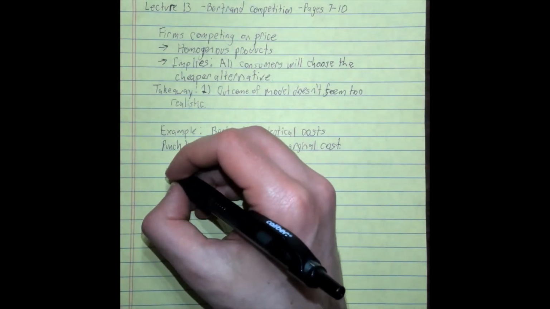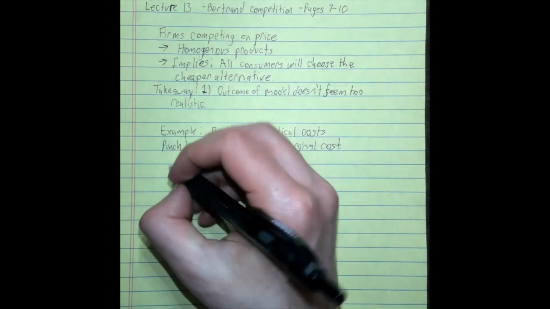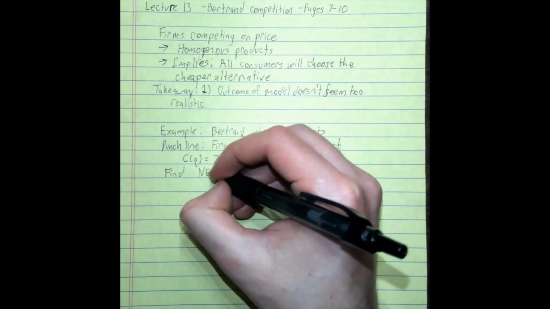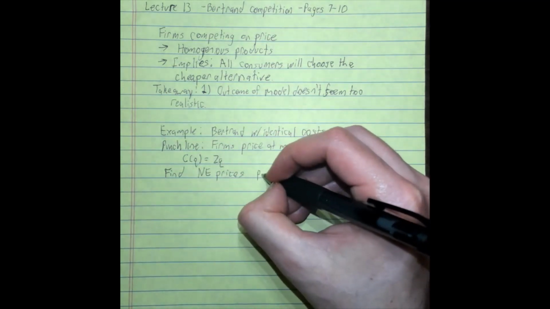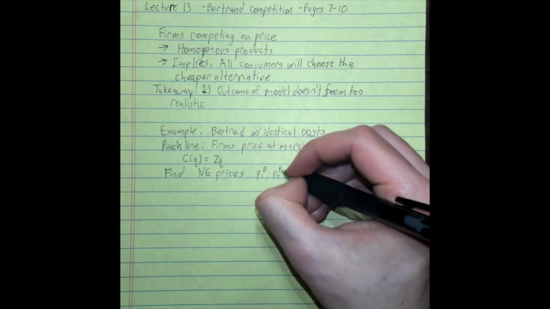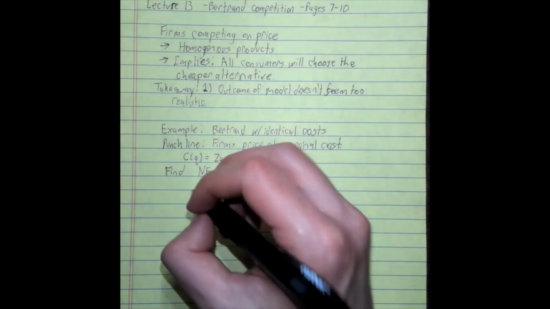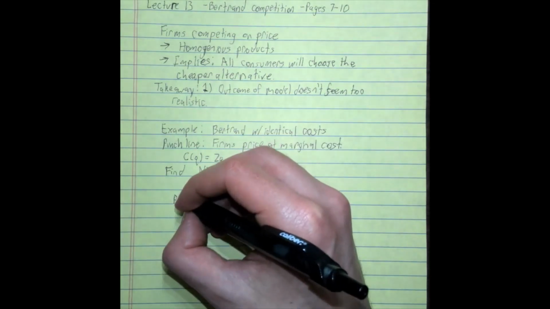Okay, so the question here asks us to find Nash equilibrium prices, P1B and P2B. I'm going to argue right away, where I'm going to propose the equilibrium, and I know where we're going.